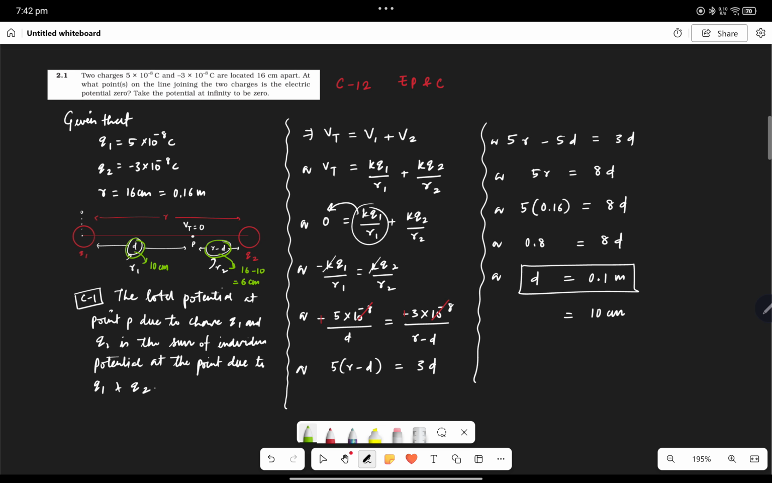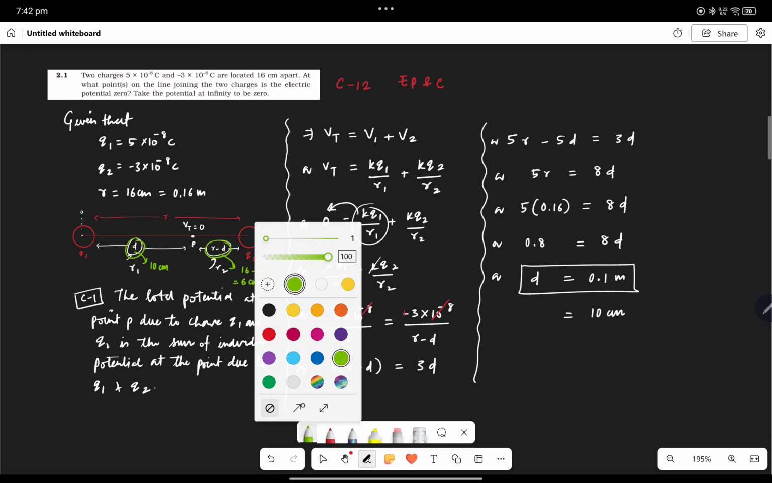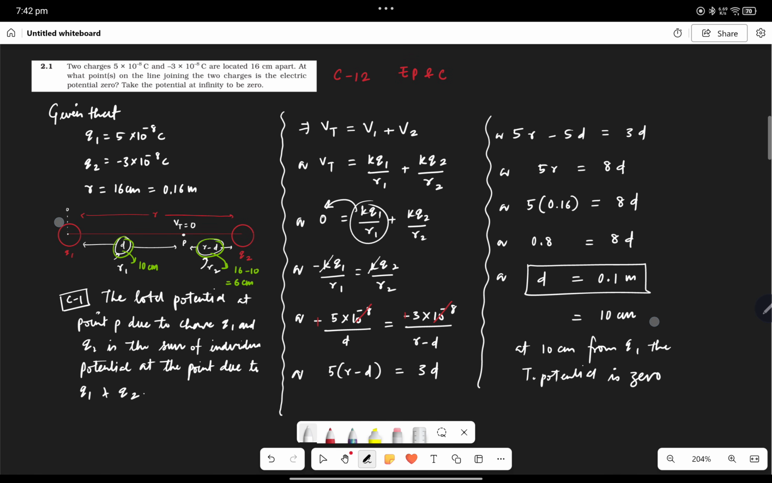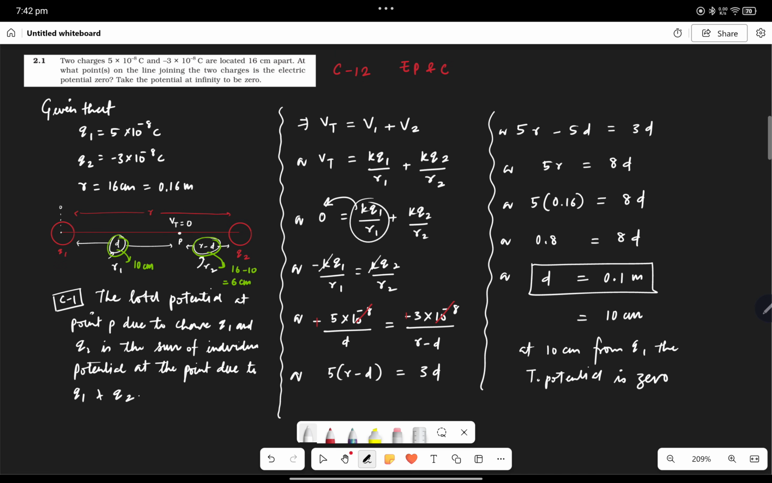So at 10 centimeter from q1, the potential is going to be 0. So you can write: at 10 centimeter from q1, the total potential is 0. All right, and we take the point at infinity to be 0. So this is your particular thing, but there is also one more point where it is going to be 0.